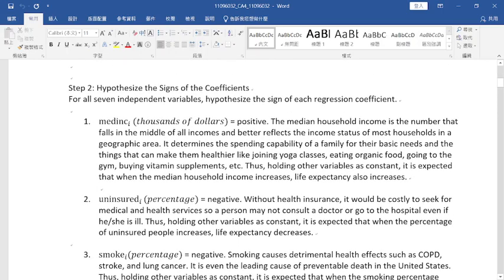The second step is that we hypothesize the signs of the coefficients. Based on our class discussion, the median household income should be positive. The median household income is the number that falls in the middle of all incomes and better reflects the income status of most households in a geographic area. So it may determine the spending capability of a family.